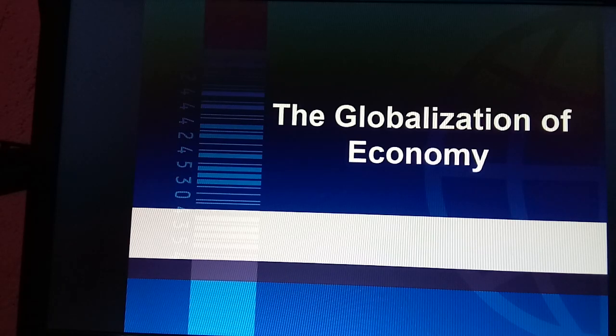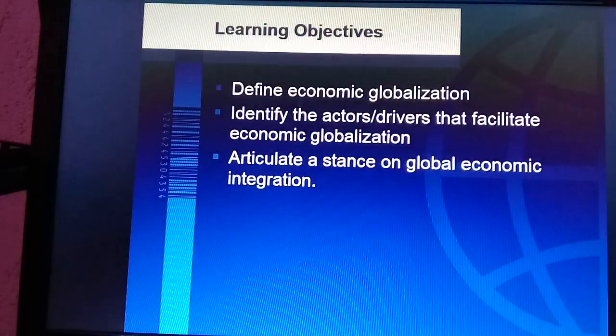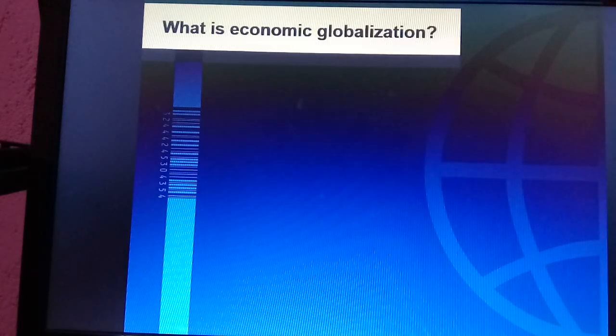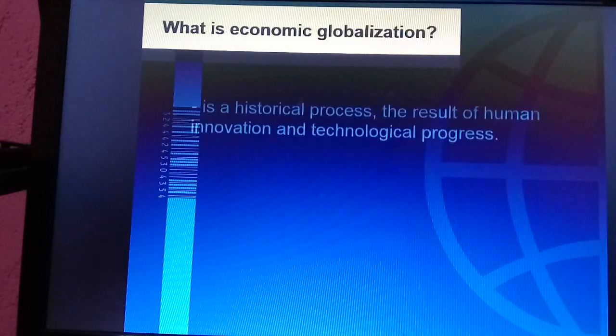So our lesson for module 2 is the globalization of economy. The learning objectives for this particular discussion are the following: define economic globalization, identify who the actors are and what the drivers are that facilitate economic globalization, articulate a stance on global economic integration, or express your point of view about economic globalization.